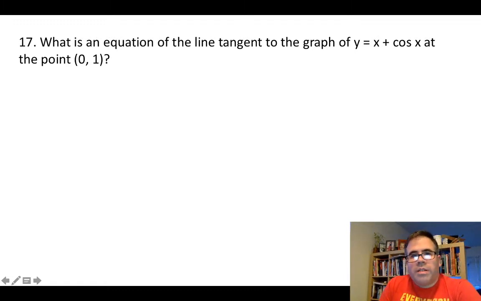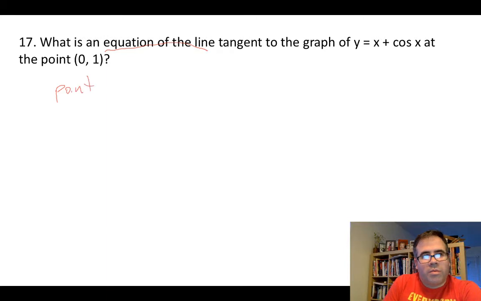What is the equation of a line tangent to the graph of y equals x plus cosine of x at the point 0, 1? Okay, so if you want the equation of a line, you need a point, which I have helpfully provided. It's 0, 1. And you need a slope, which we get through the derivative.